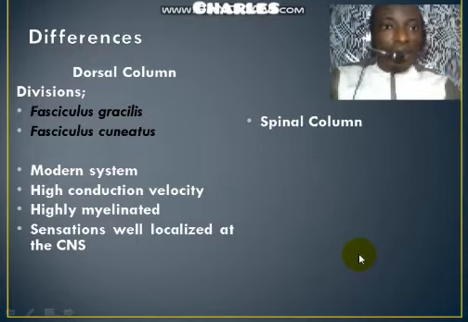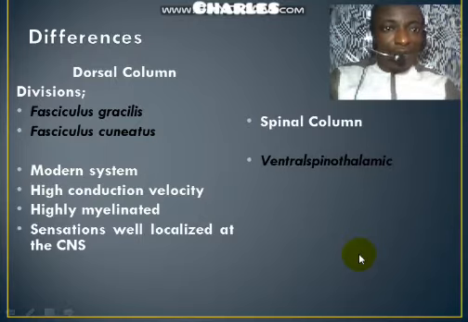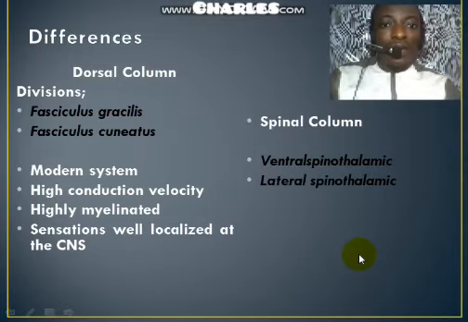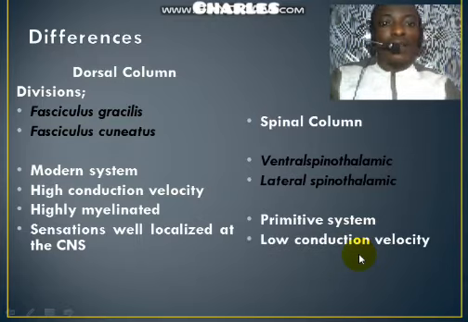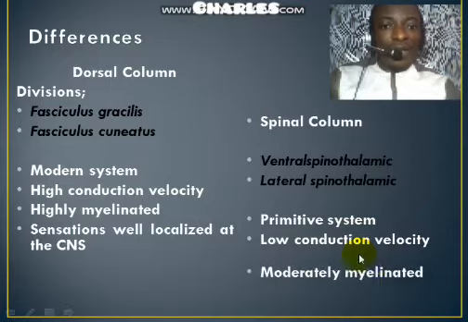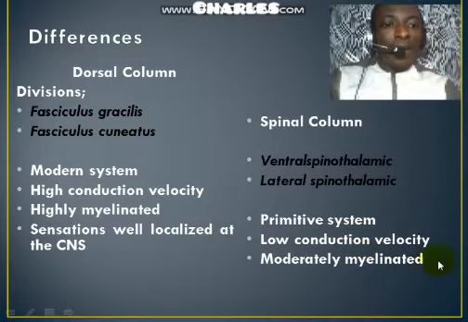All right, the spinal column lemniscal system is also divided into two parts. The first one is known as the ventral spinothalamic system, also known as the anterior spinothalamic system. The second one is the lateral spinothalamic system. This system is primitive. It has been there even before we were born. Alright? Good. It has a low conduction velocity, and that is because they are moderately myelinated.